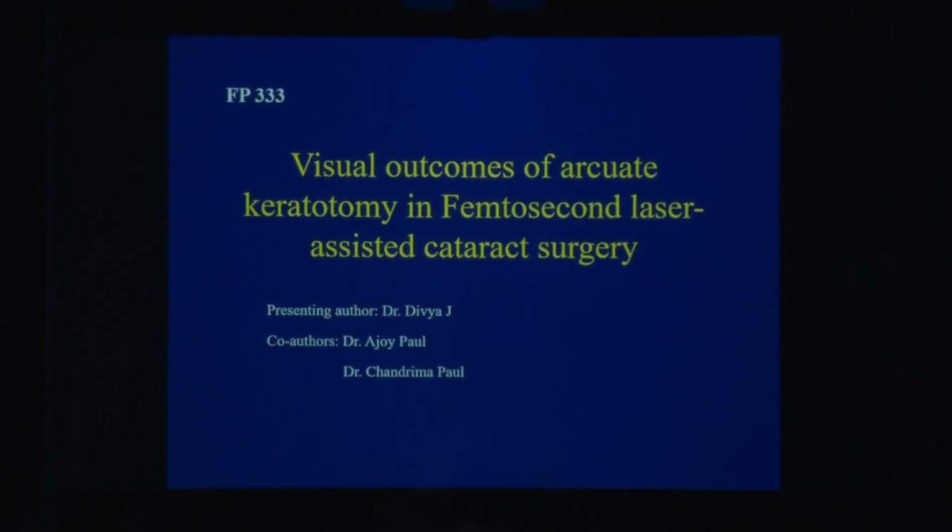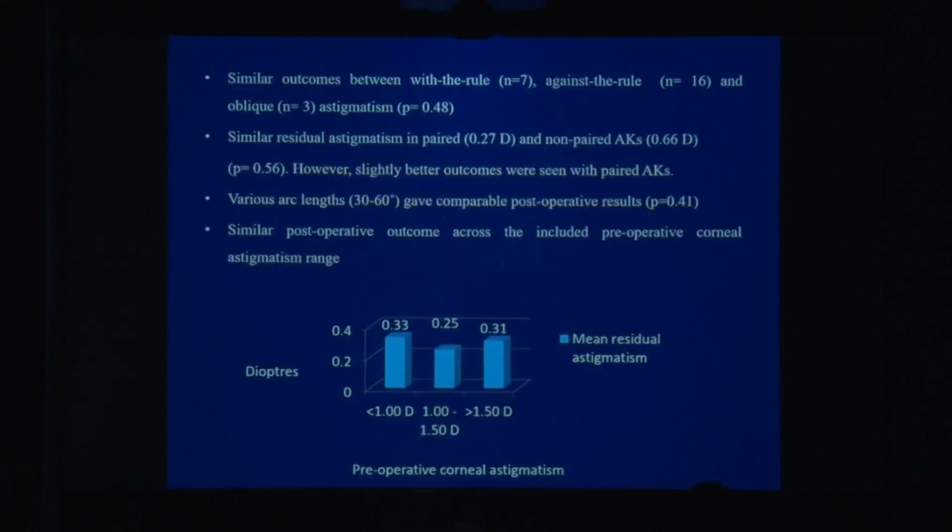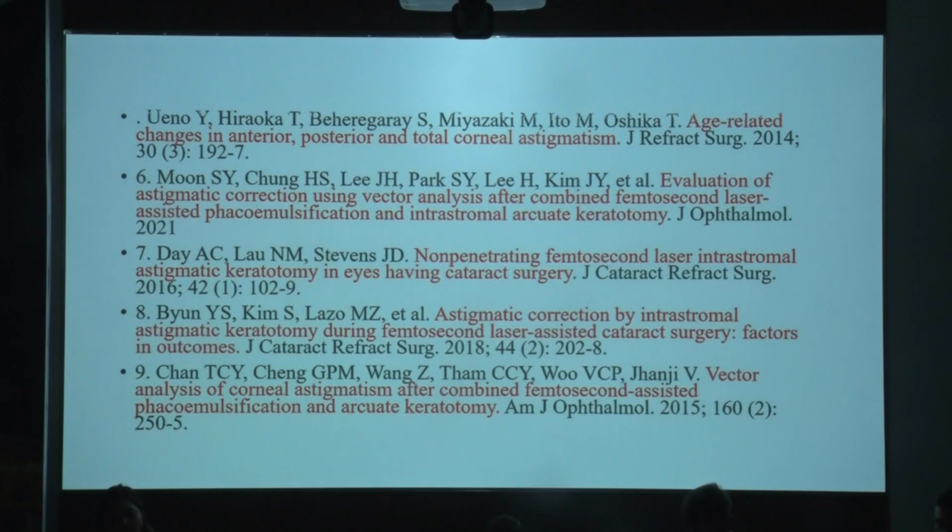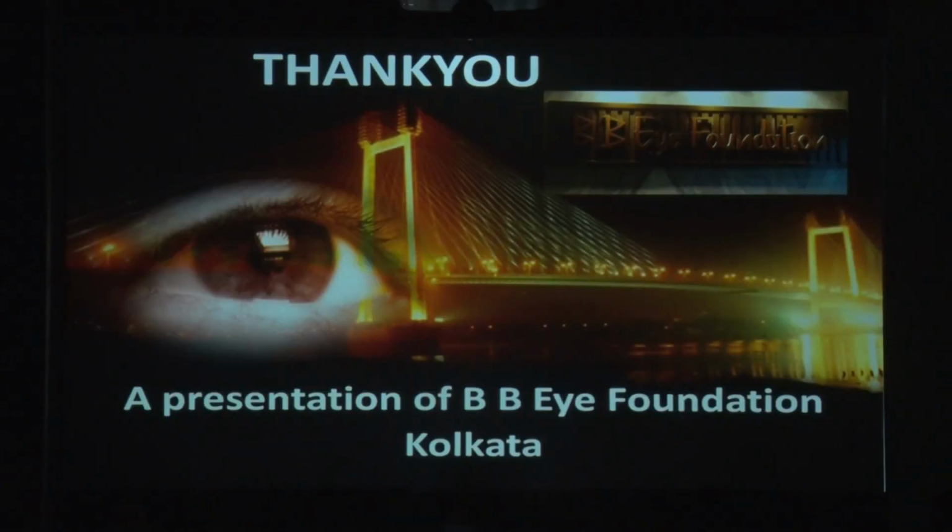And this is one of the studies that we did, the visual outcome with the femtosecond laser assisted arcuate keratotomy, and we generally got a consistent residual for less than 1 diopter of 0.33, and for 1 to 1.5, 0.25. So it does work for the arcuate keratotomy up to 1.5, but generally we prefer doing it below 1. And these are the various studies which have said that the arcuate keratotomy definitely works up to 1 diopter very well.